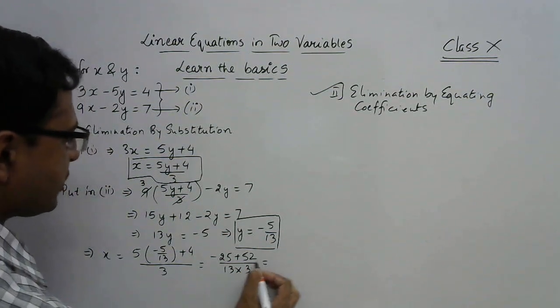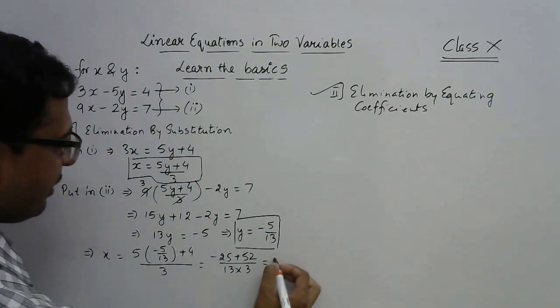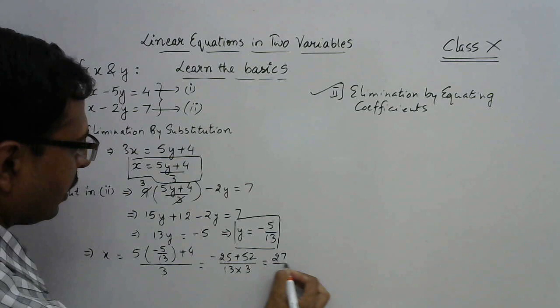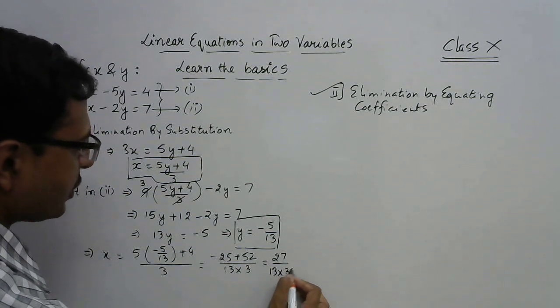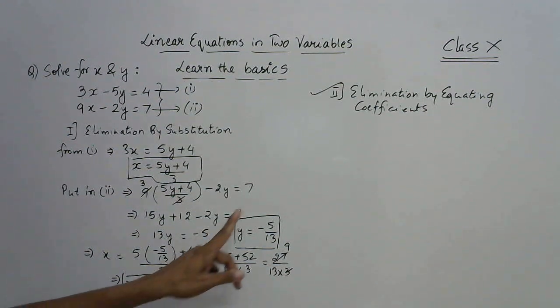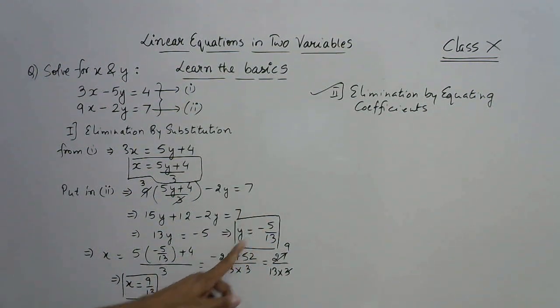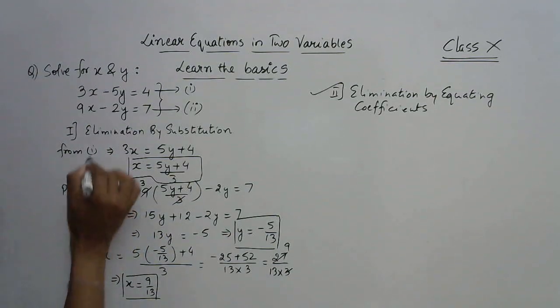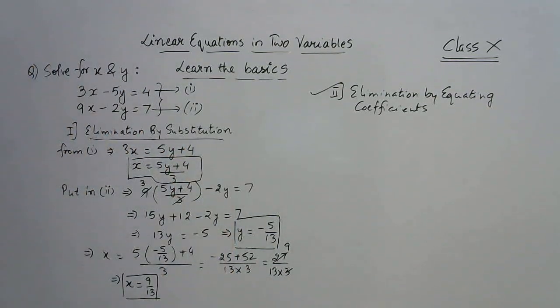So this becomes 27 upon 13 into 3. So 3 cancels 9 times. Thereby you have the second answer, x is equal to 9 upon 13. So the answer for the question is x is 9 upon 13 and y is minus 5 upon 13. So this method is known as elimination by substitution.